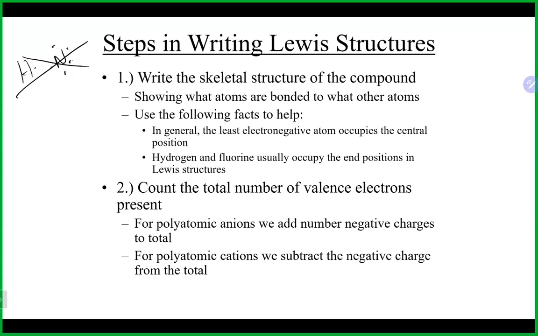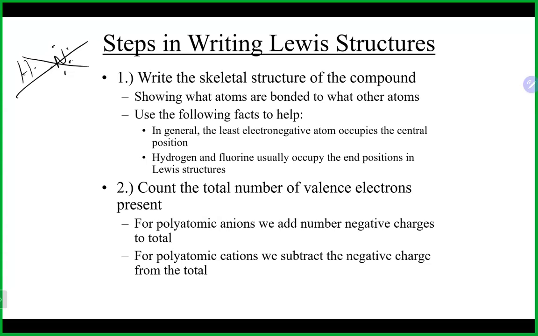Probably the most important thing you should do is count up the number of valence electrons in the compound that you're trying to draw. And remember that the valence electrons equal the group number on the periodic table. Also, if you're drawing a polyatomic ion, which shares electrons but still has a charge, you do have to take charges into account when counting valence electrons.